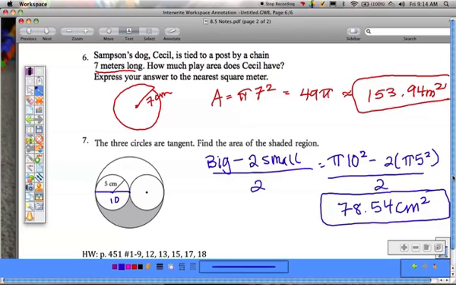All right, so this is day 1 of circles. You want to practice by doing the problems below, and we'll go over it in class tomorrow.